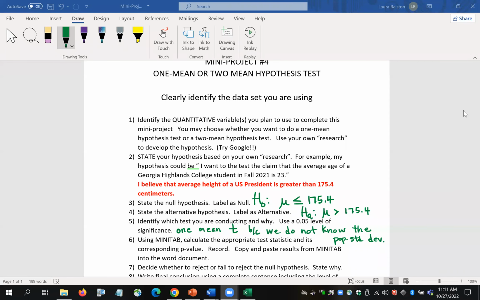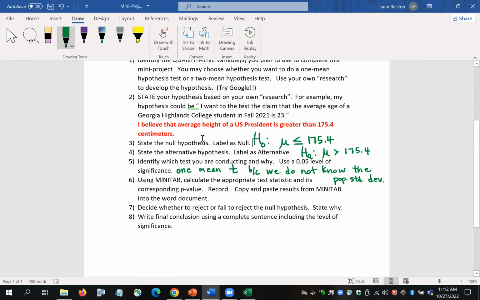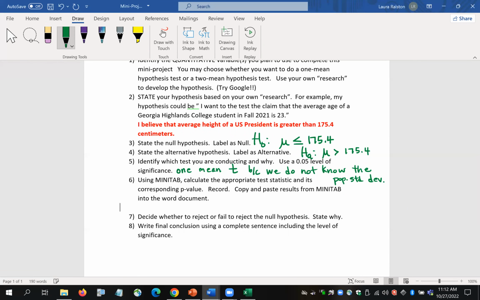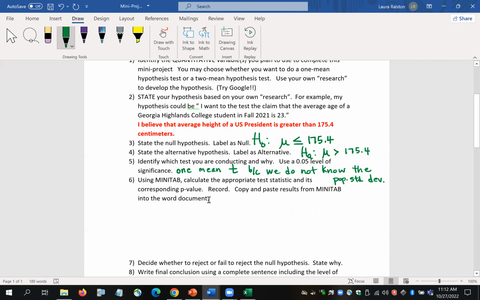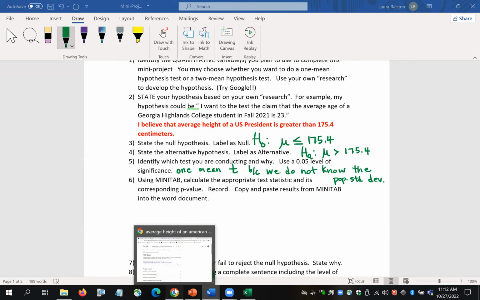Okay, so again, we talked about several times how you should be doing the one mean t-test or the two mean t-test, because for none of the variables in any of the data sets do you know the population standard deviation. So I'm limited to the t-test. Question 6 then wants you to calculate your test statistic using your Minitab stuff.